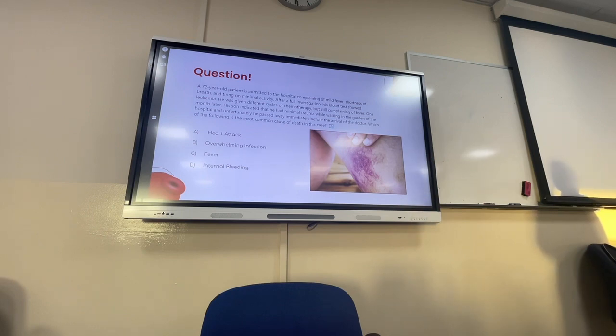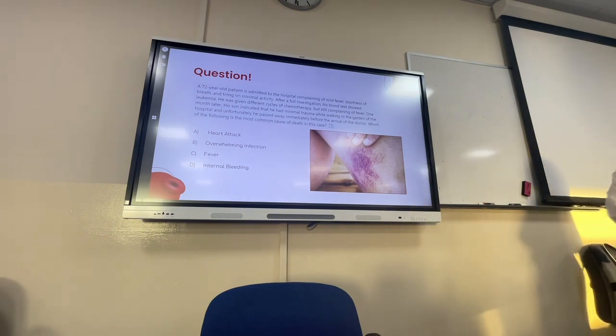Did you read the question? Okay, who wants to read the question? Would you like to read it? Go for it. A 72-year-old patient is admitted to the hospital complaining of mild fever, shortness of breath, and tiring on minimal activity. After a full investigation, his blood test showed leukemia. He was given different cycles of chemotherapy, but still complaining of fever. 1 month later, his son indicated that he had minimal trauma while walking in the garden of the hospital, and unfortunately, he passed away immediately before the arrival of the doctor. Which of the following is the most common cause of death in this case?